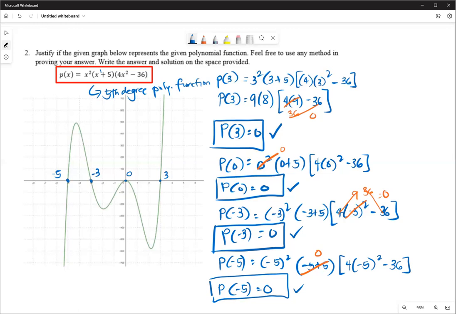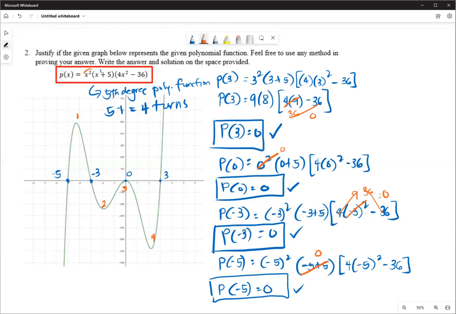which shows that if it's a 5th degree polynomial function, the number of turns is the degree subtracted by 1. So we have here 4 turns in the graph. Let's verify. We have the first turn, the second turn, the third turn, and the fourth turn. And also, this is a 5th degree polynomial, and we are only having 4 zeros.